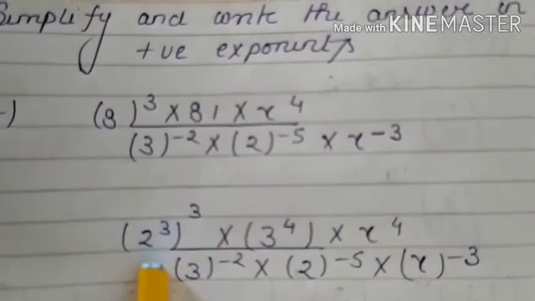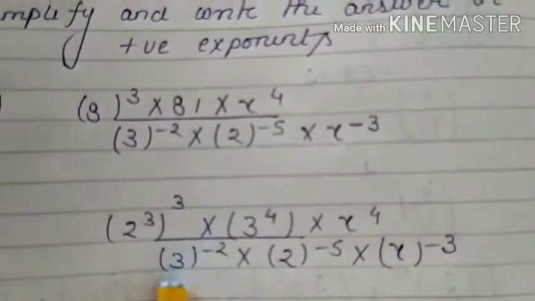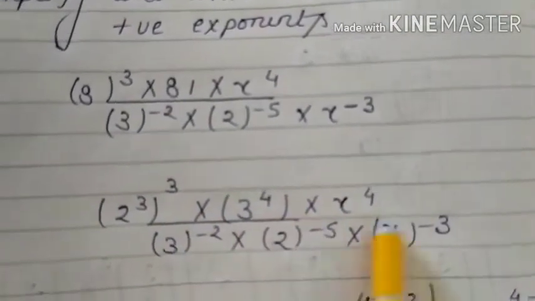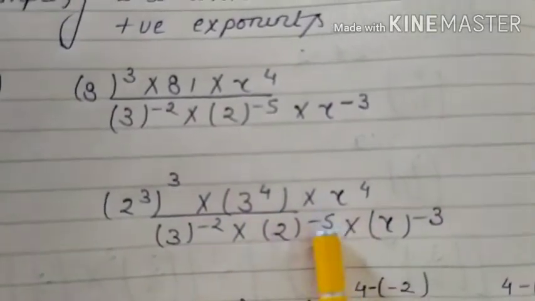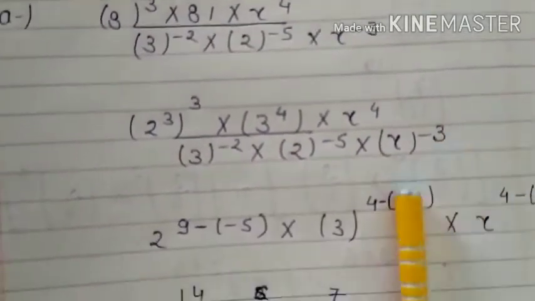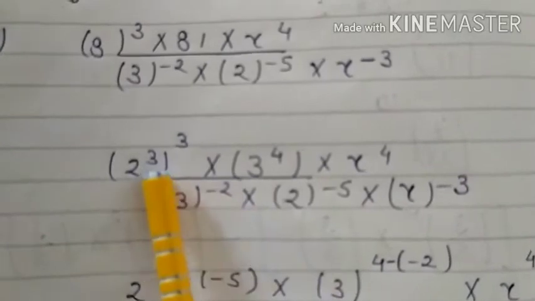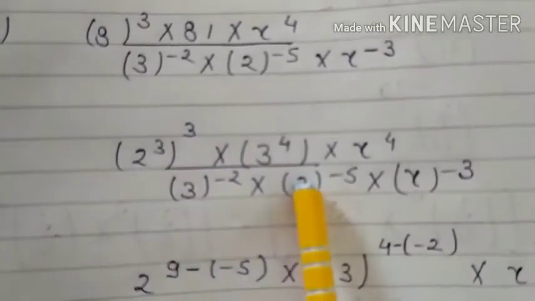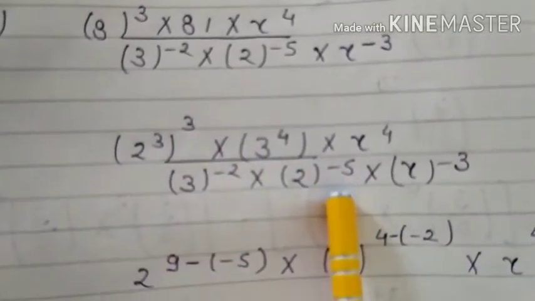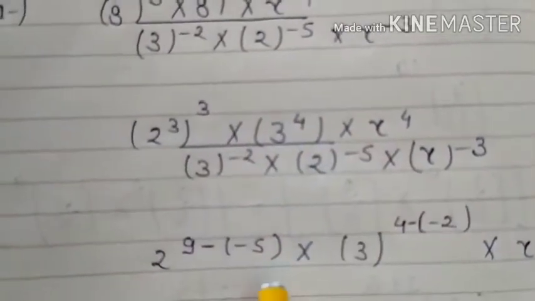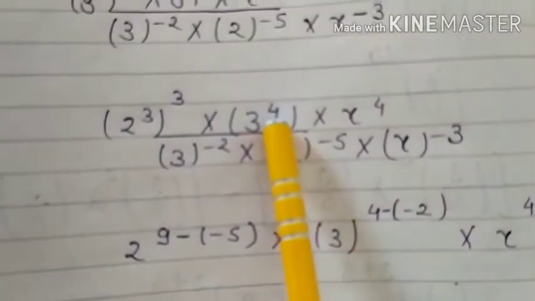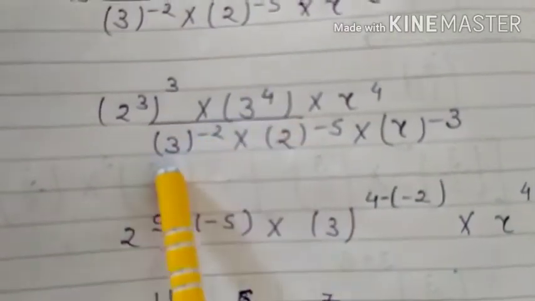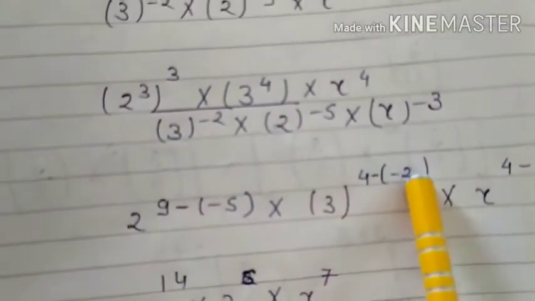So here we have (2 power 3) whole power 3 cross 3 power 4 cross x power 4 divided by 3 power minus 2 cross 2 power minus 5 cross x power minus 3. So 2 power 9 here, and here we have 2 power minus 5, but in divide, so the power will be subtract. So 2 power 9 minus 5, and similarly here we have 3 power 4, and here we have 3 power minus 2, but in divide. So 3 power 4 minus 2.